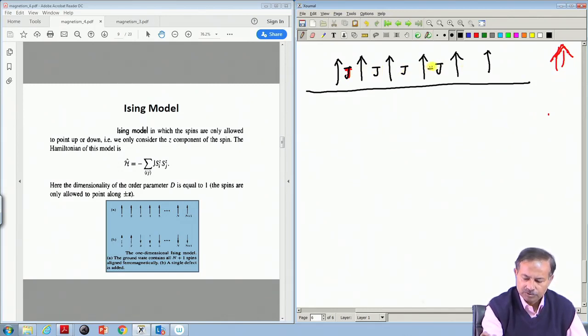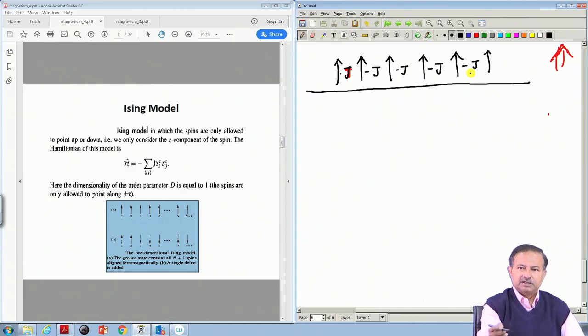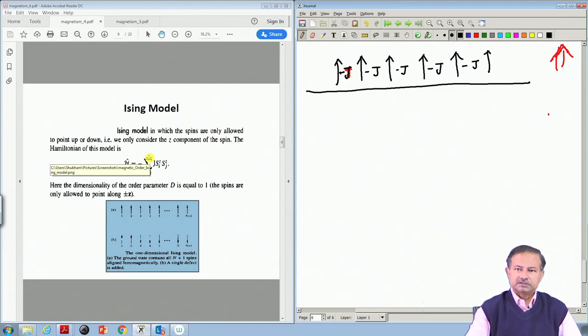So, every bond has this energy minus J, because the spins are parallel and they are plus 1, the spins are all plus 1. So, all bonds have the energy minus J. From the Hamiltonian you can easily see that.